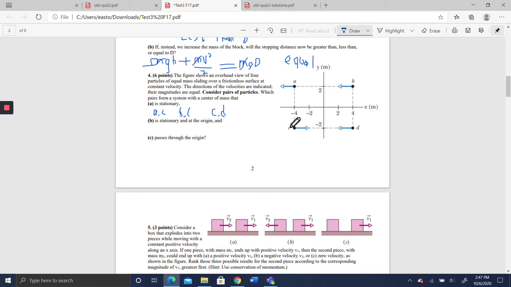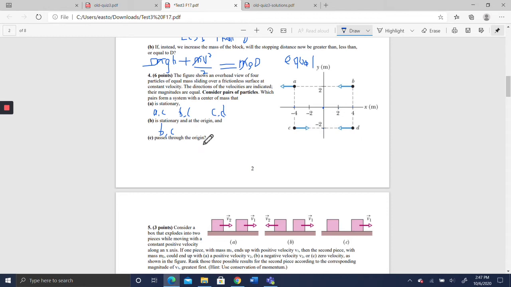They want to know now which are stationary and at the origin. So we already determined which ones are stationary. Now we just need to figure out which ones are at the origin. Fortunately, there's only one of them. Since CD is here, AC is here, BC is the only one that is stationary and at the origin. So that's our answer there.